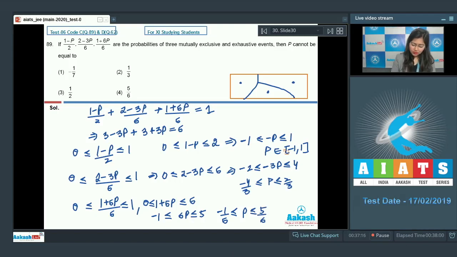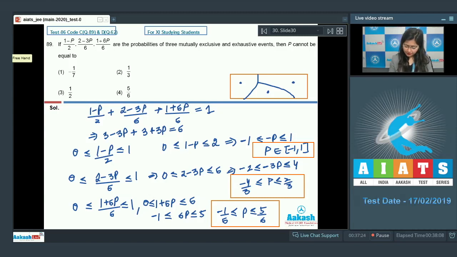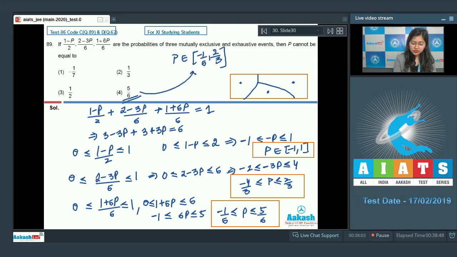That is the 3 conditions that we have. So taking intersection of these 3, we will find that p will belong from minus 1 by 6 to 2 by 3. Now 5 by 6 is not lying in this interval, so we can say that p cannot be equal to 5 by 6. So the correct answer is option number 4.